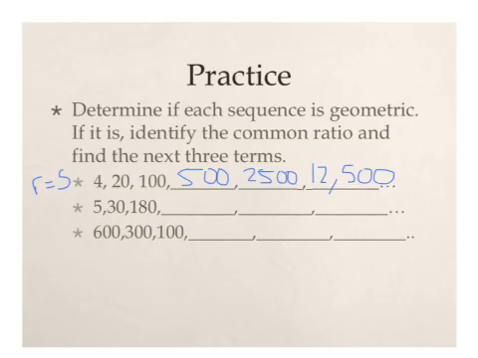This next one is geometric, and my common ratio is 6. 5 times 6 gives me 30. 30 times 6 gives me 180. 180 times 6 gives me 1,080. That times 6 gives me 6,480. And that times 6 gives me 38,880.